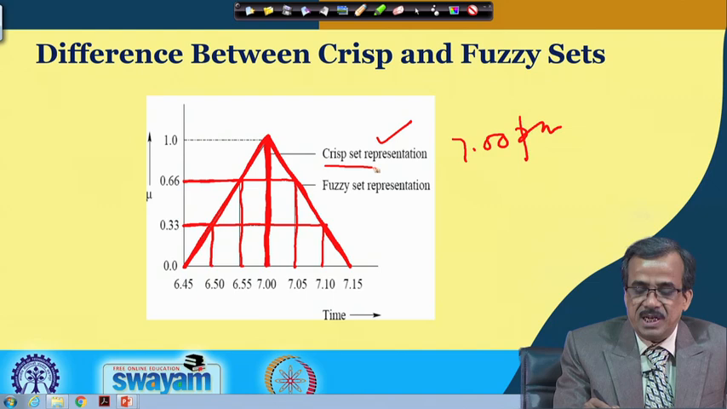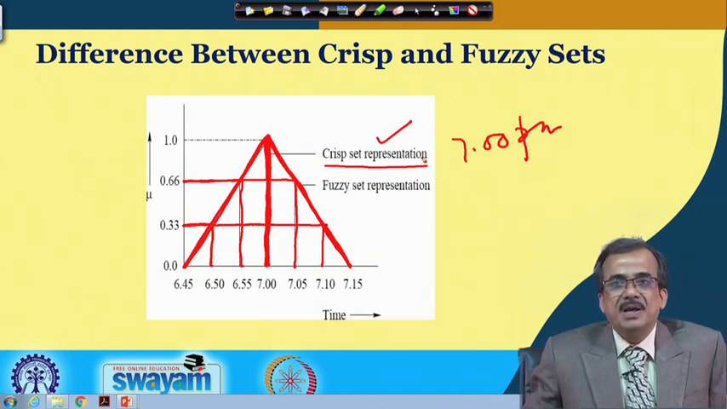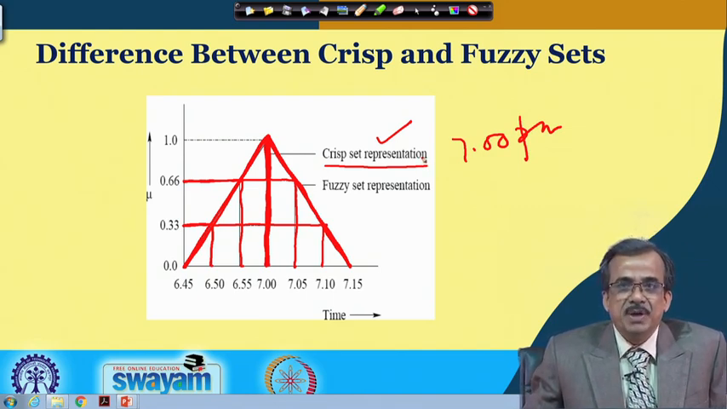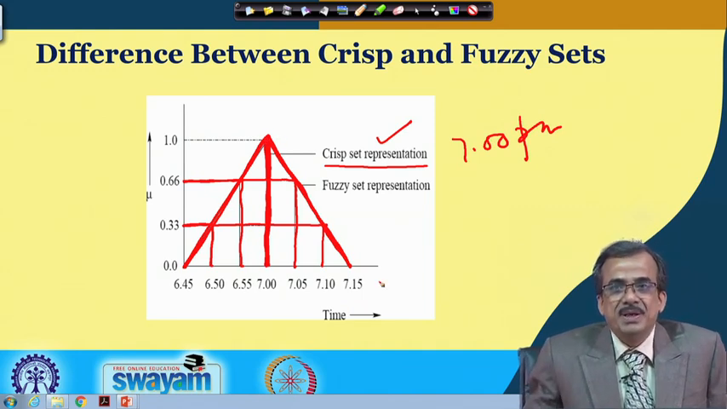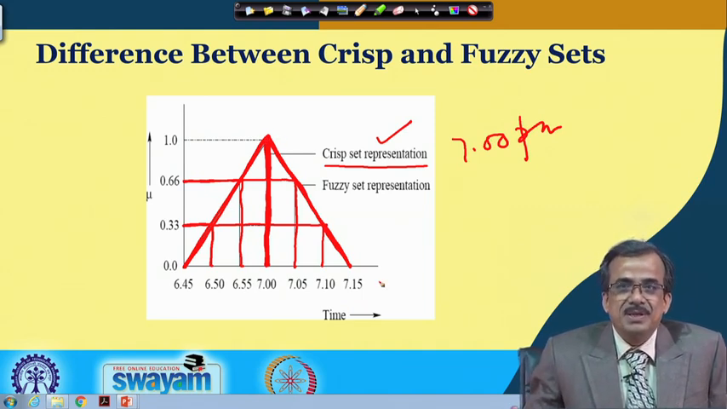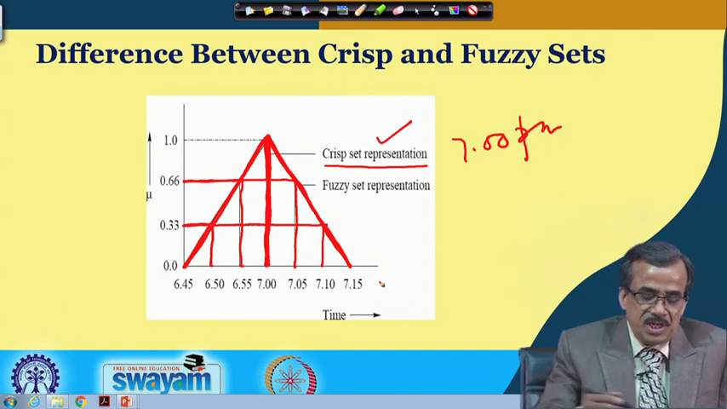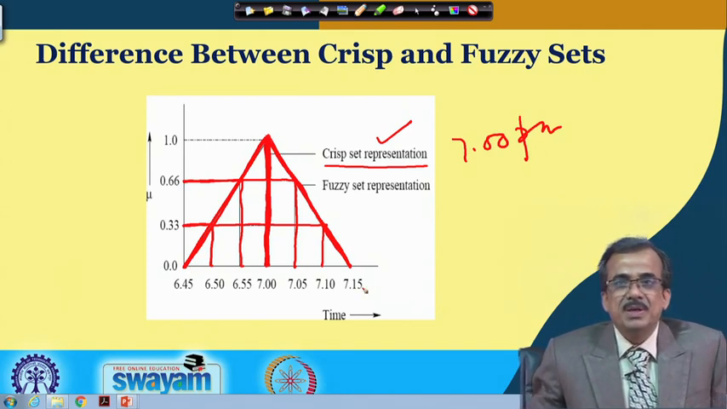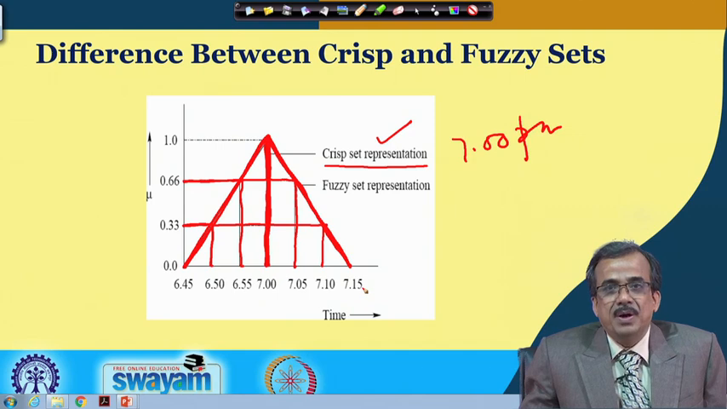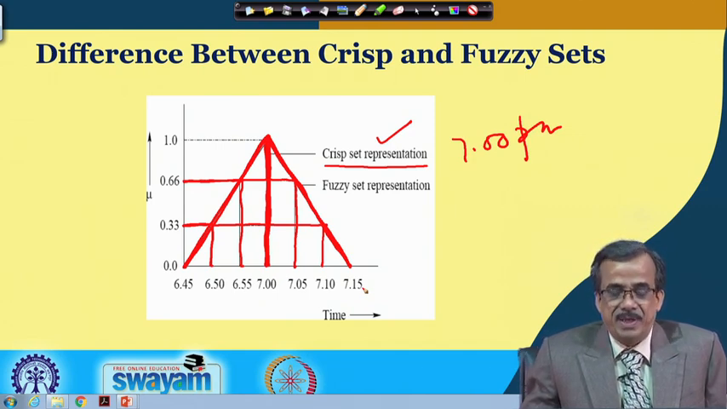That is, the crisp set representation is a bit difficult to achieve, whereas the fuzzy set representation for 7 p.m. is a little bit easier to achieve, and that is why the fuzzy set representation for 7 p.m. is a more practical way of representing the time, that is, 7 p.m.